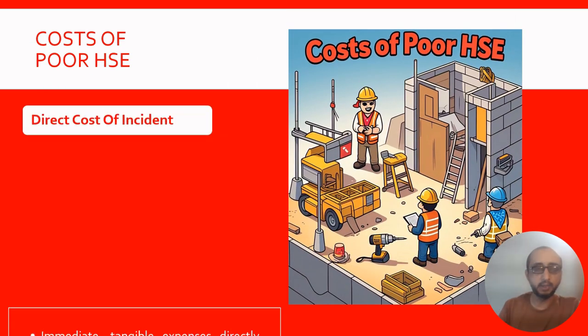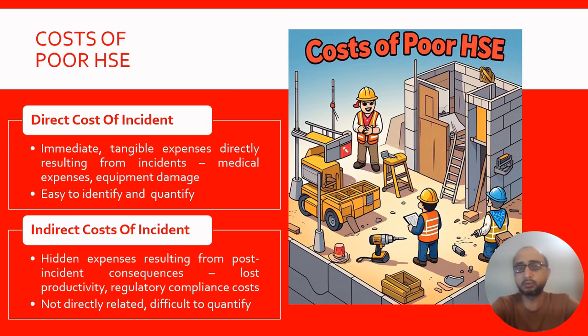Let's understand direct and indirect costs. Direct costs of incidents are the costs that immediately and directly arise from the incidents. For example, if a worker gets injured and goes to the hospital, the medical cost you have to bear is a direct cost. Similarly, if your equipment or plant is damaged, the repair or replacement cost you have to bear is a direct cost. These are easy to identify because they emerge directly from the incident, and also easy to quantify.